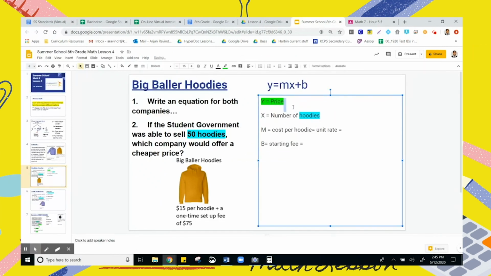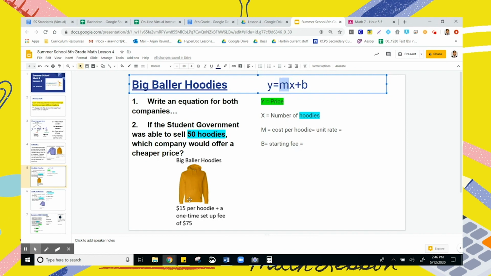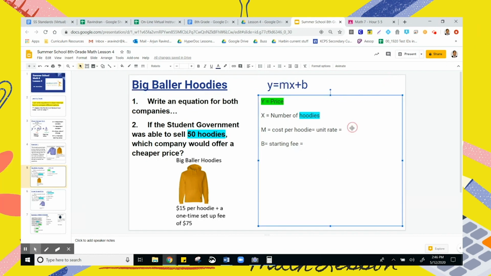First thing we have to recognize is that the independent variable is the number of hoodies. More hoodies means more price. The hoodies directly influence the price that we would pay. So X is the hoodies, which is the independent variable, and Y is the price, which is the dependent variable. M will be the cost per hoodie. M is the unit rate, which in this case is $15. So we'll just put a 15 right here.